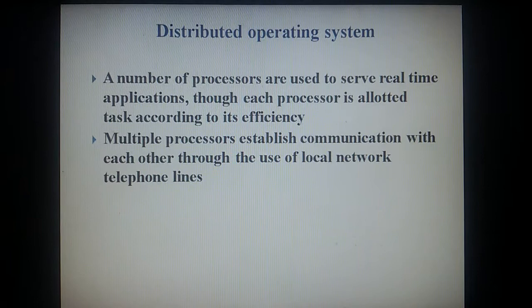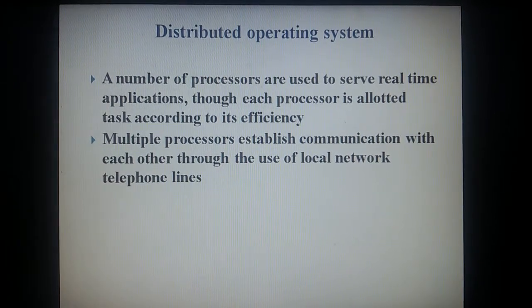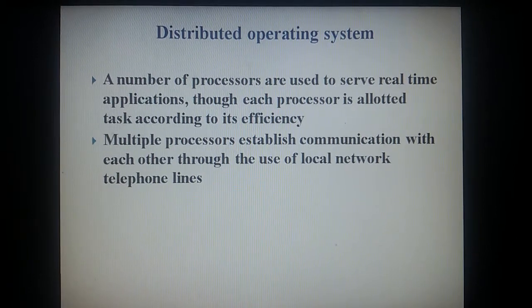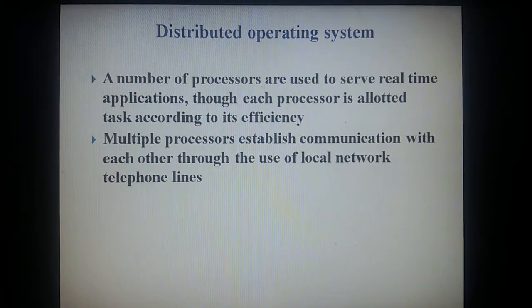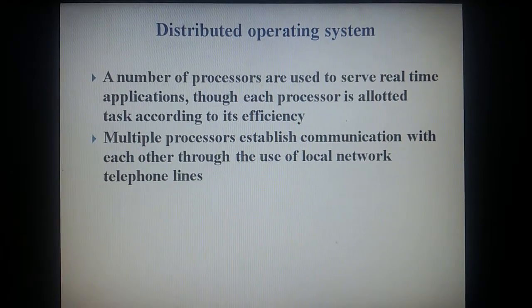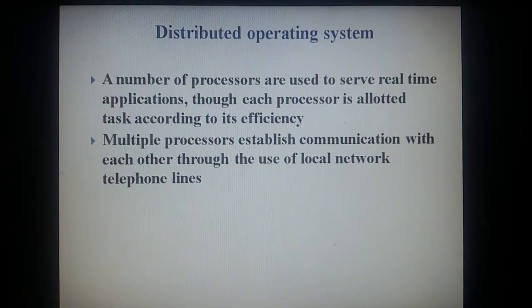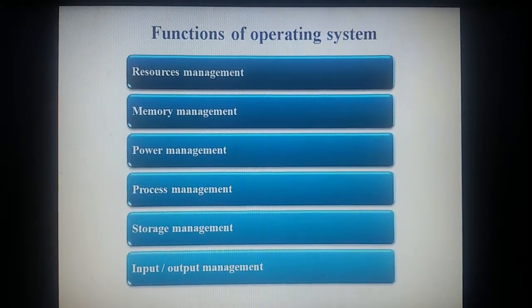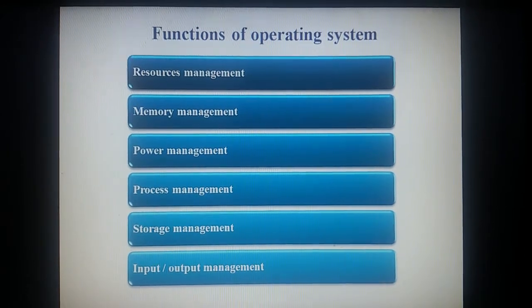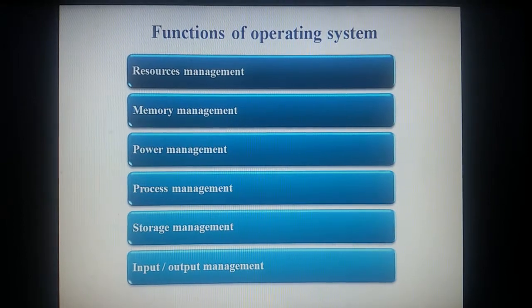Distributed operating system, a number of processors are used to serve real-time applications, though each processor is allotted tasks according to its efficiency. Multiple processors establish communication with each other through the use of local network telephone lines. Multiple functions are performed by operating system, like resource management, memory management, power management, process management, storage management, and input-output management. Let's discuss all of these.